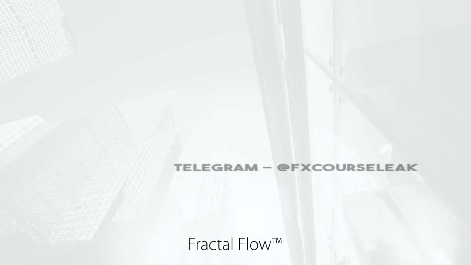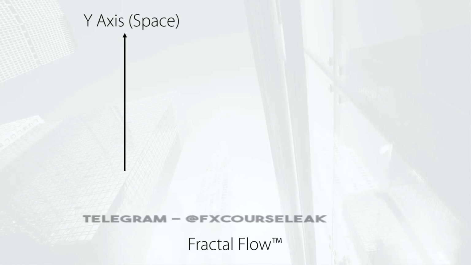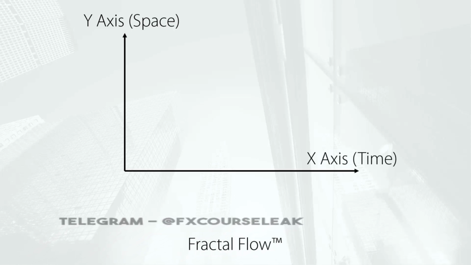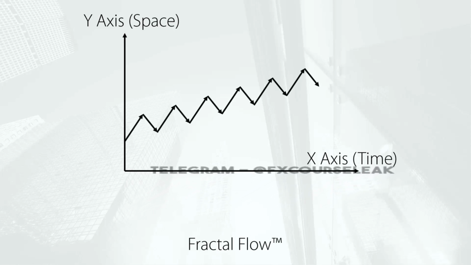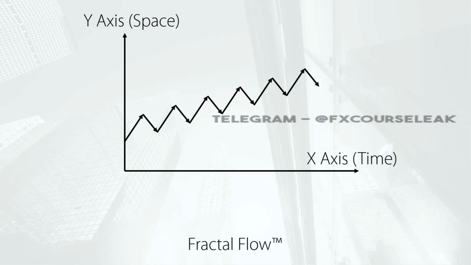The price chart has two axes. The y-axis represents the spatial dimension of the market, where we can see price fluctuations in terms of magnitude. The x-axis represents the temporal dimension in which price fluctuations occur. The combination of both axes enables us to see the fluctuations of price over time in an organized manner.